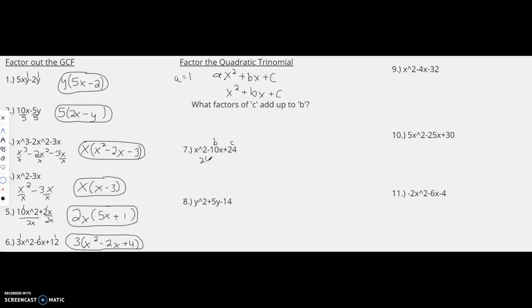Well, here's 24. And there's lots of ways to get 24, isn't there? There's 2 times 12. There's 1 times 24. There's 4 times 6. Now, if we go through and add these up, notice what we get here.